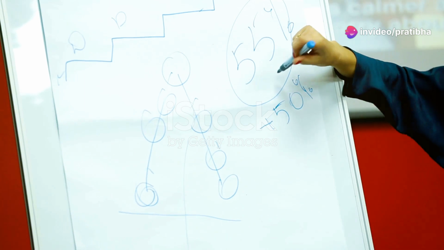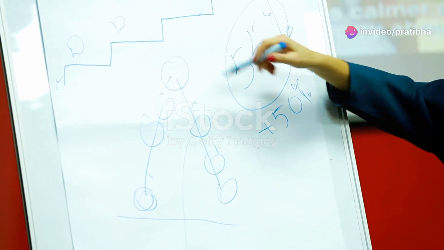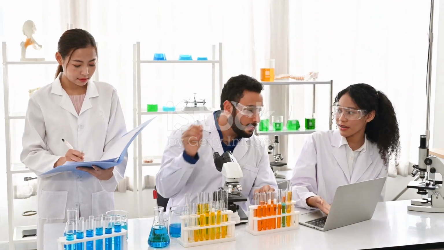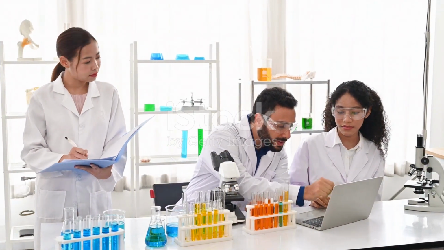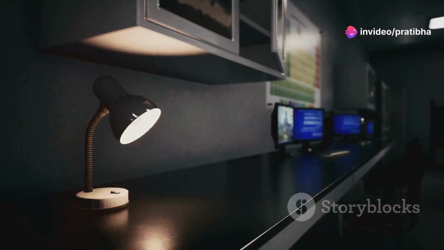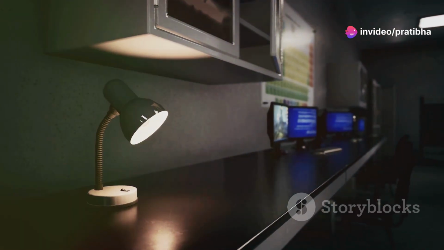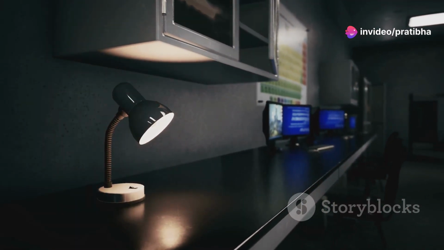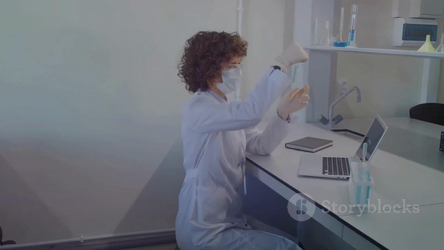Step 4. Prepare the research design. This involves planning the overall strategy for the research, including selecting the methods for data collection and analysis. The research design ensures that the study is as efficient as possible, maximizing the collection of relevant data.